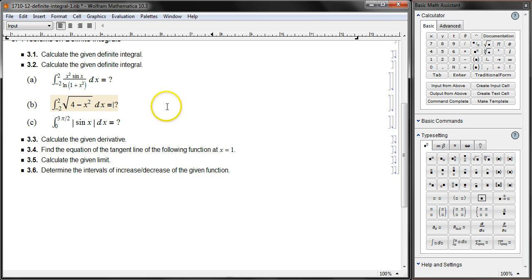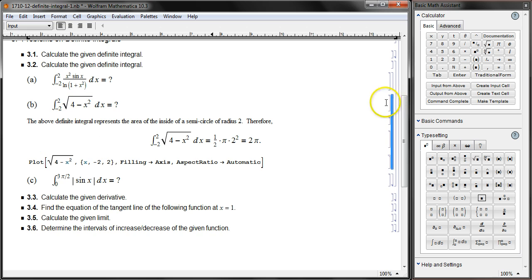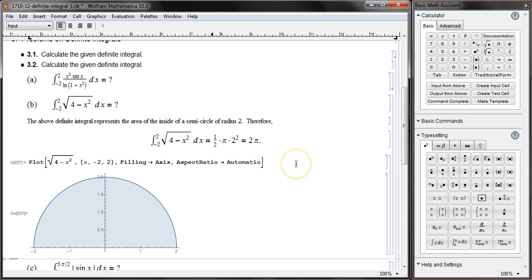Another problem, this time we use geometry. What is square root of 4 minus x squared? What's that function? As a matter of fact, this is part of the circle. So what do we do? We simply calculate the area of the circle, the area of the semicircle as a matter of fact, and here we go. One half of pi r squared, and then you get the signed area, which is the definite integral.